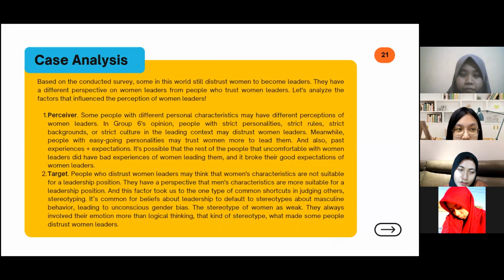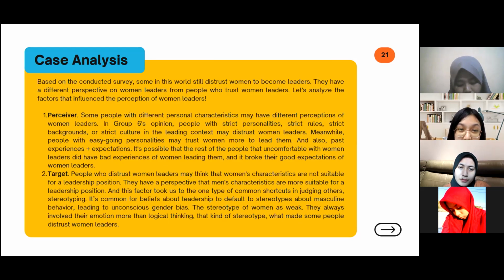So the case analysis, based on the conducted survey: some in this world still distrust women to become leaders. They have a different perspective on women leaders from people who trust women leaders. So let's analyze the factors that influence the perception of women leaders. The first one is perceiver. Perceiver is when you look at a target, your interpretation of what you see is influenced by your personal characteristics, attitudes, personality, motives, interests, past experiences, and expectation.